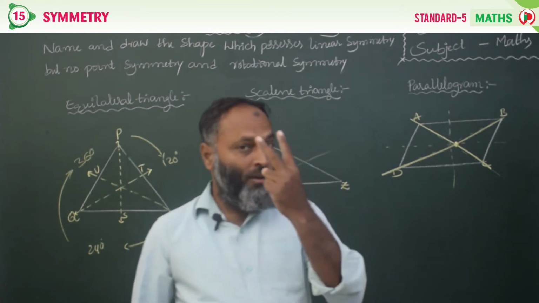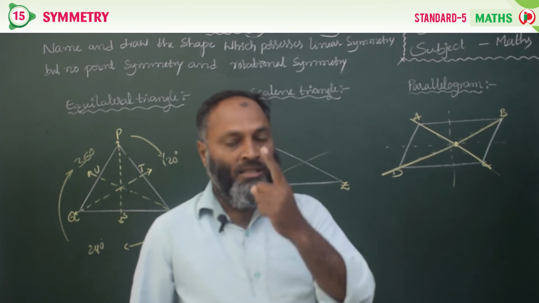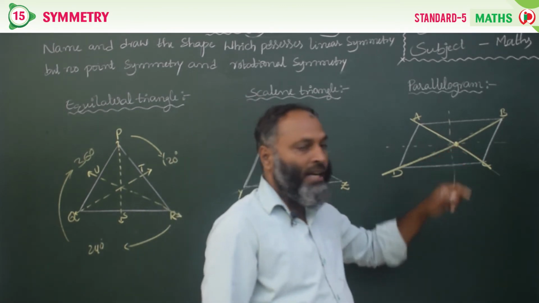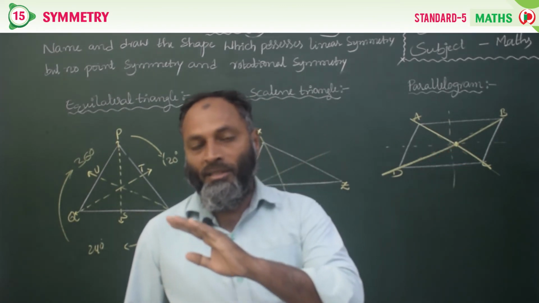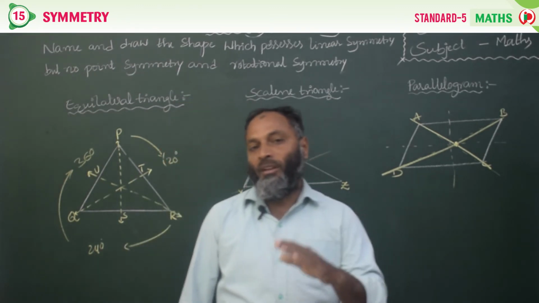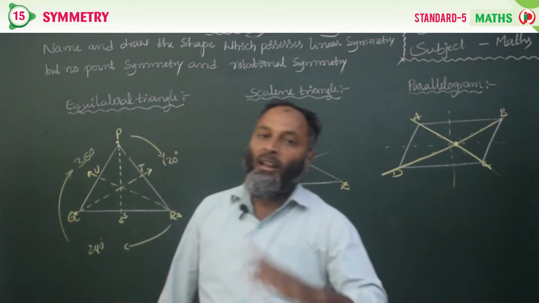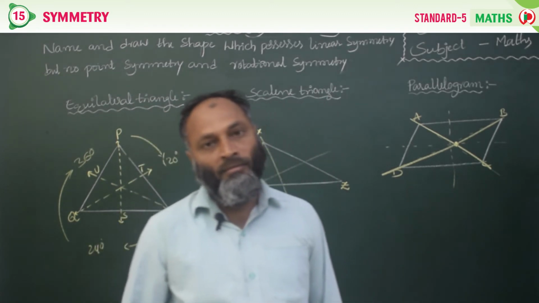So, that is why it has 2 rotational symmetries, the point of symmetry is at the intersection of the diagonals, and this parallelogram does not have a line of symmetry. Okay. In all the geometry figures till now, only the parallelogram does not have a line of symmetry.